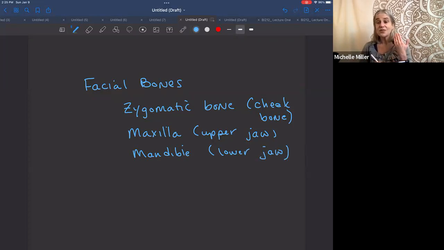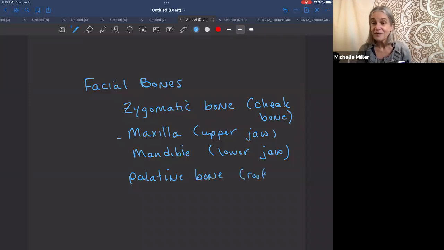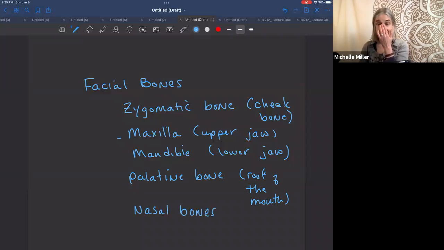We'll talk about the roof of the mouth. The largest portion of the roof of your mouth is actually the maxilla, the upper jaw, but then we also have these bones called the palatine bones. So the palatine bones make up part of the roof of the mouth. And then you might also note that we have nasal bones. So that makes up the bridge of the nose between the eyes.